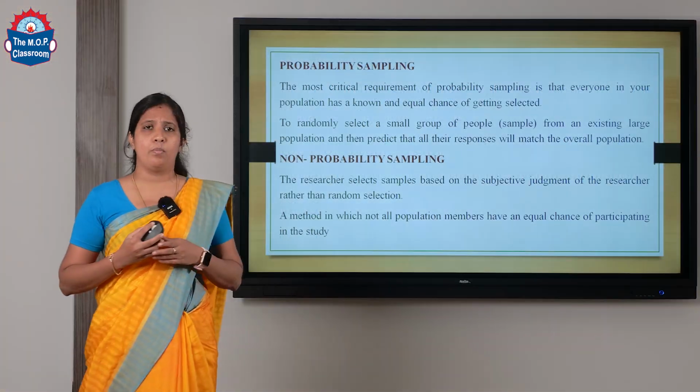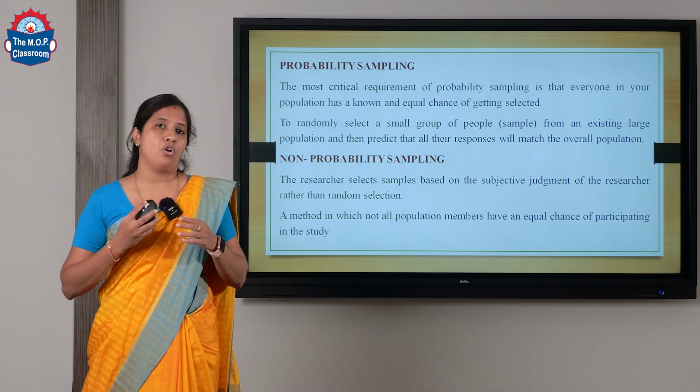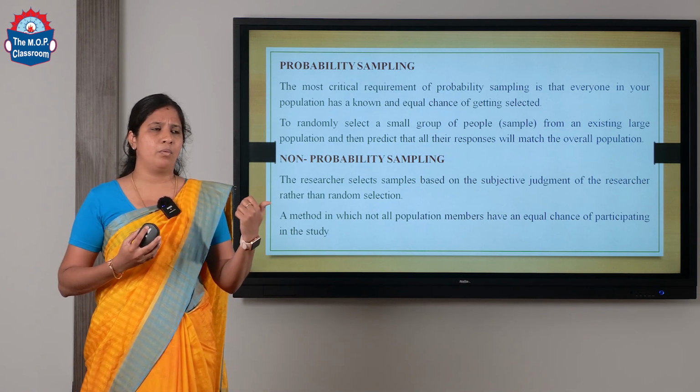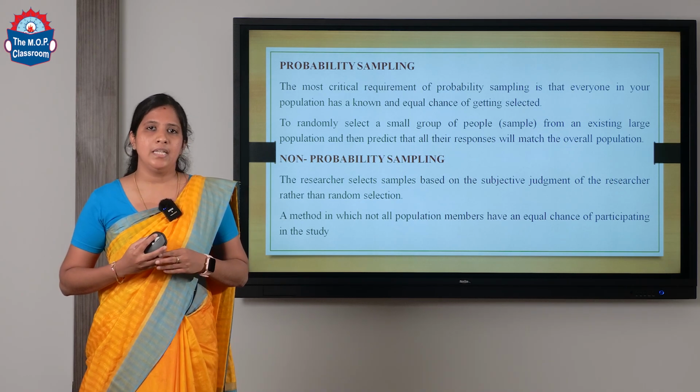So what is non-probability? Not every sample will get an equal chance in non-probability sampling, because based on my convenience, based on the purpose of the research, I will select the sample. So this is non-probability sampling.